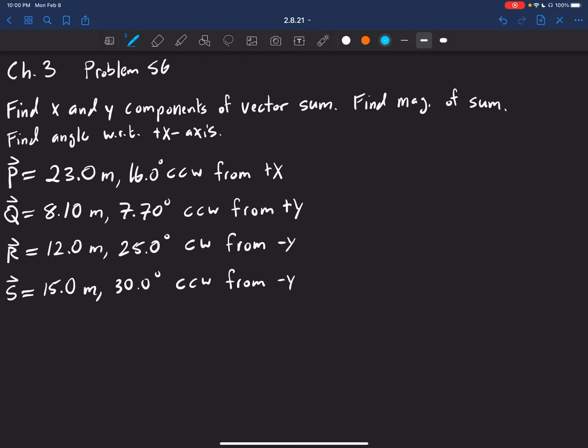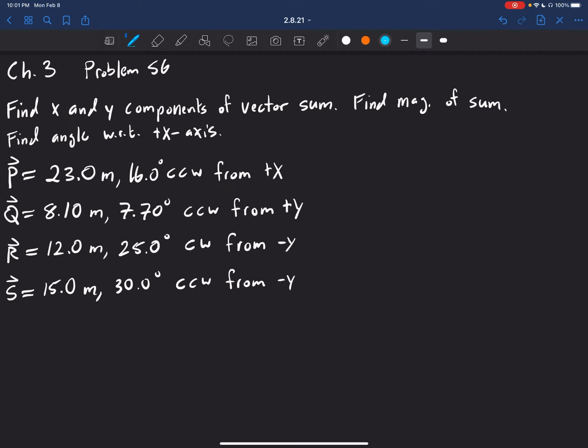So here's chapter 3, problem 56. The problem asks us to find the sum of the x and y components of these four vectors p, q, r, and s. It also wants us to find the magnitude of the sum of these vectors. And it also wants us to find the angle that the sum makes with respect to the positive x-axis.